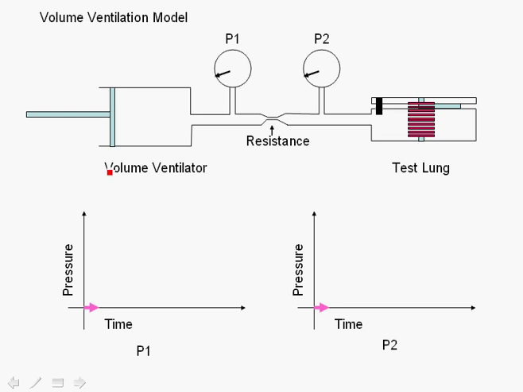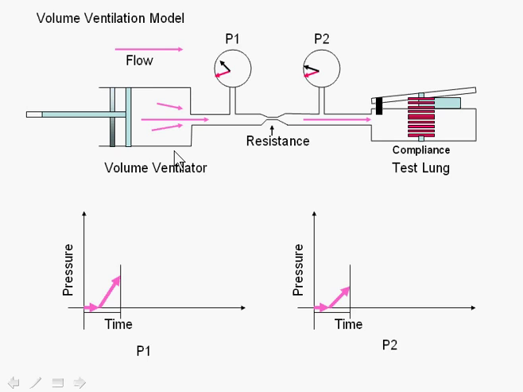So what happens? Initially, the volume ventilator is attached to the test lung. There's nothing occurring right now, so no breath is being delivered. Our P1, which represents our mouth pressures, and our P2, the alveolar pressures, or the pressures in the test lung itself, are in equilibrium. They're both at 0 right now. This is a static state. If we look down at our graph, P1, right at the ventilator circuit before the patient, at the mouth, is 0, and P2 is also 0.